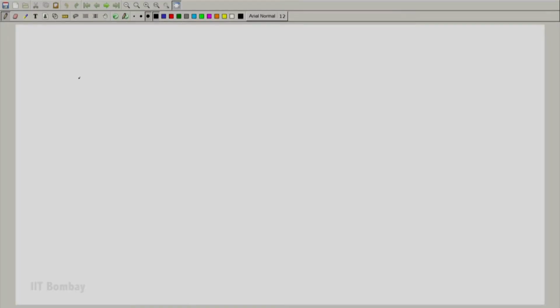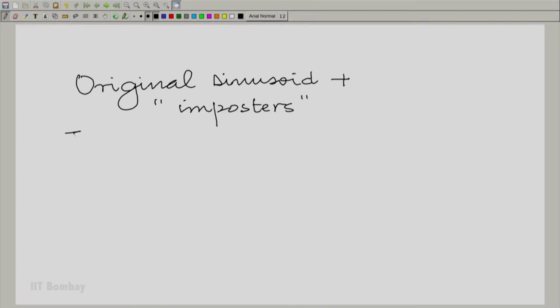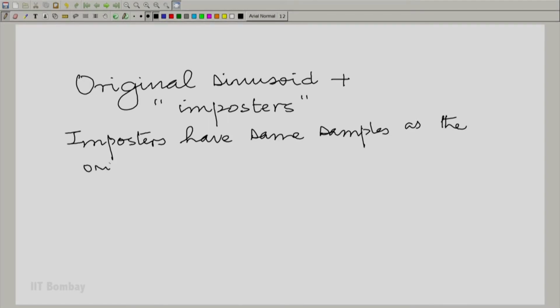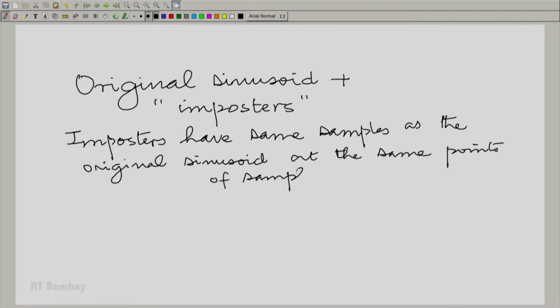That is the question we asked, and we had answered that to some extent by seeing that it gives you the product of the original sine wave and an expression which involved essentially a constant plus a combination of sinusoids. So, now let us put that down first. What we said was, if we take the original sine wave plus the imposters, all the imposters have the same samples at the same points.